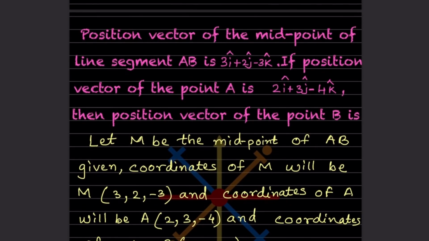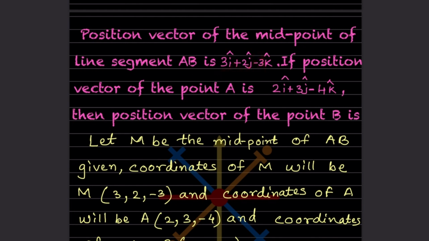Now the next one is the position vector of the midpoint of the line segment AB. This is given. If the position vector of the point A is this, then we want the position vector of B. So now AB is given as this. Now see here, we can say M is the midpoint of AB. So the coordinates of M here are 3, 2 and -3.